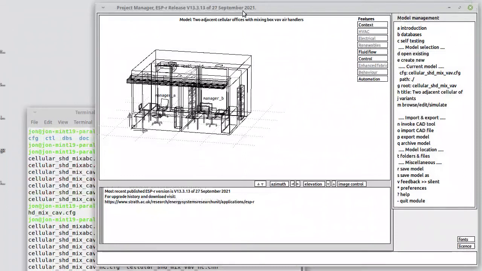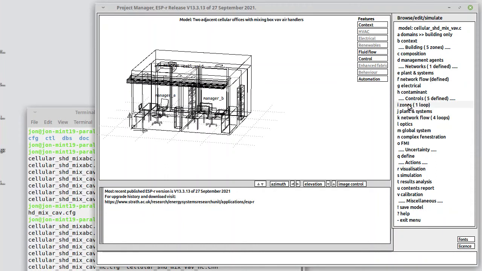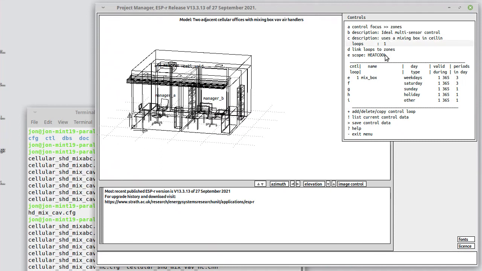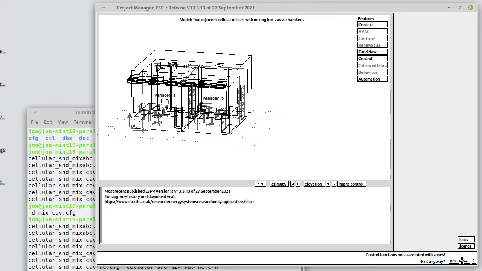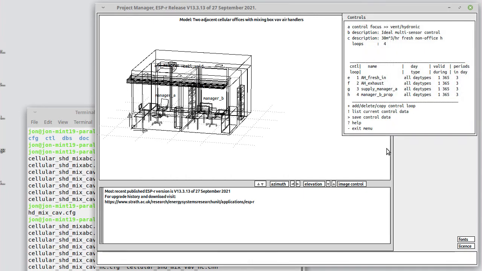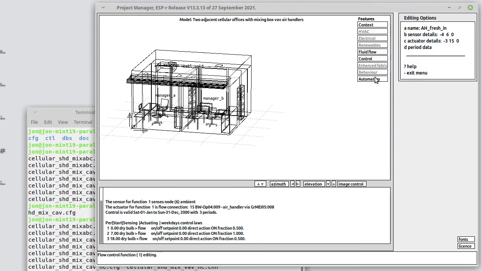If we look at the VAV variant model, the zone control for the mixing box is actually the same as it is for the constant volume, so there's no change there. It still behaves the same way. However, the flow rates will change. So if you go and look at the flow controllers for the VAV, there's no change in the air handler for the fresh air in or the exhaust return. That still behaves in the same way.